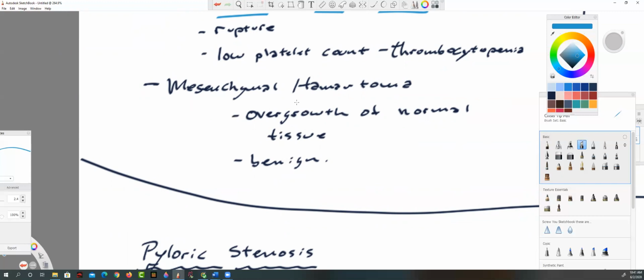I'm just going to mention mesenchymal hamartoma. They're similar to focal nodular hyperplasia, and I did cross-reference that, and they're not really the same thing, but they kind of have similarities. Focal nodular hyperplasia, we talked about that this semester in the adult, is just an overgrowth of tissue, and mesenchymal hamartoma is an overgrowth of normal tissue as well. And these are benign and can have a mixed appearance.